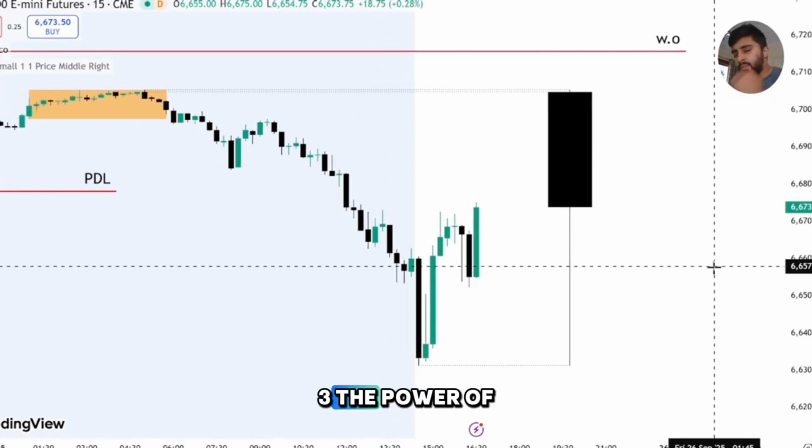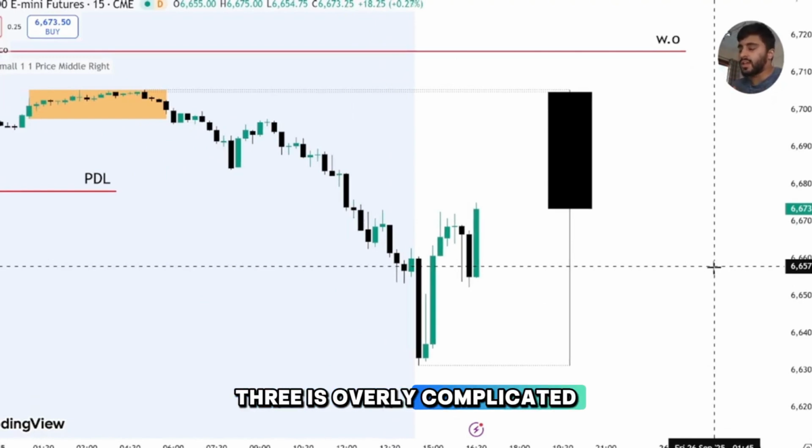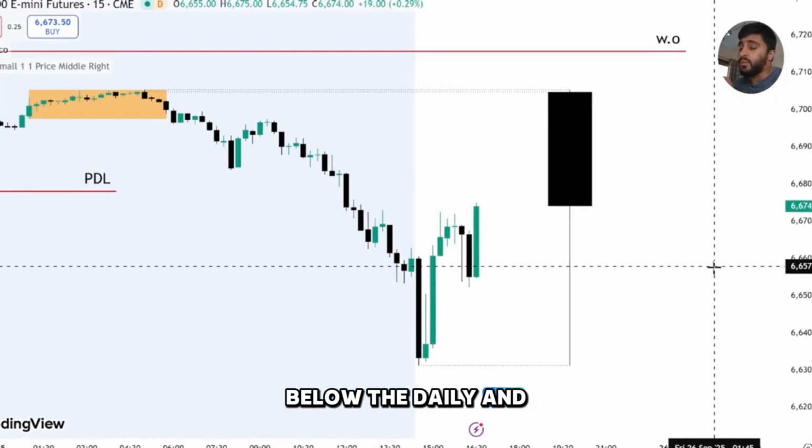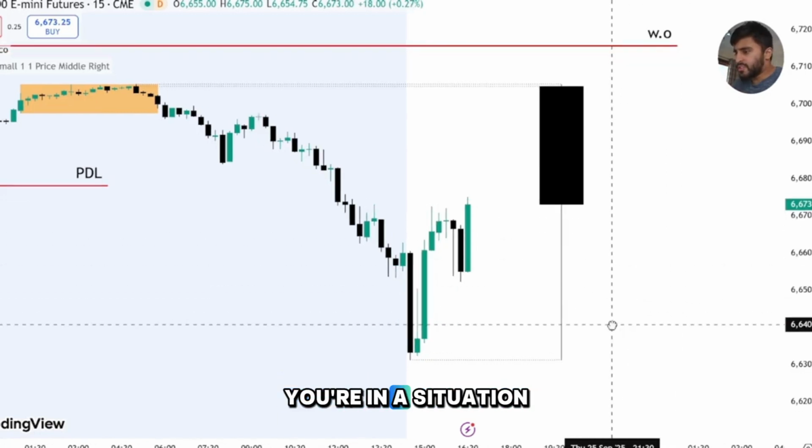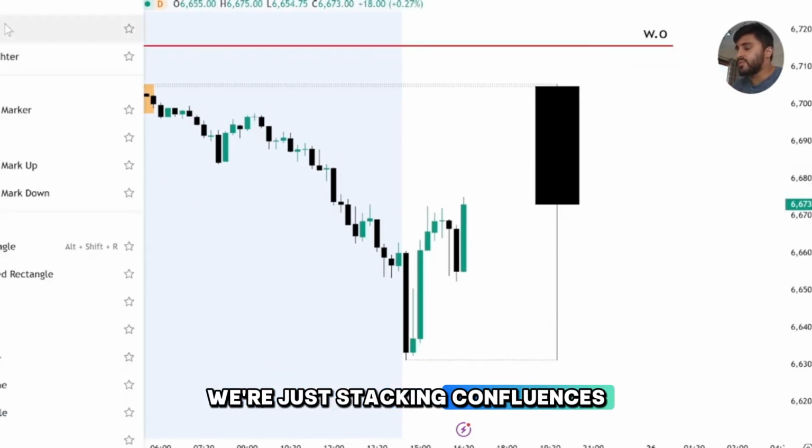Use the PO3. The power of 3 is overly complicated, but it's a simple concept. You want to be buying below the daily and the weekly opening price, ideally both. So when you're in a situation like this, we're just stacking confluences in our favor, right?